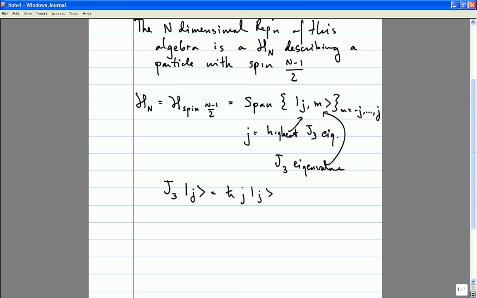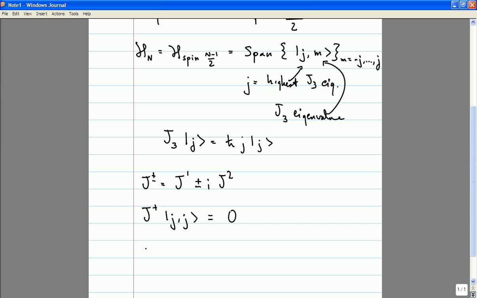And we also introduced these ladder operators, J plus and J minus, which were J1 plus or minus i J2. And these played the same role as the raising and lowering operators in the algebraic description of the harmonic oscillator. If you act on a state with a given J3 eigenvalue by J plus, it will increase the J3 eigenvalue. And if you act with J minus, it will decrease the J3 eigenvalue. So, for example, the state with highest J3 angular momentum is annihilated by J plus.